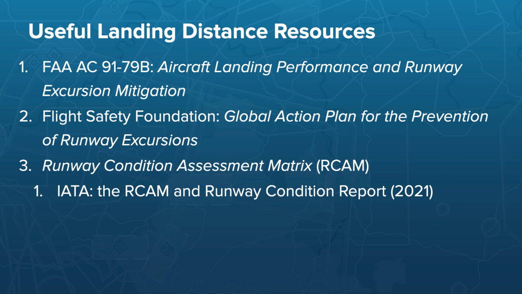So the first resource I want to talk about is the FAA's AC 91-79B, with the title of Aircraft Landing Performance and Runway Excursion Mitigation. This AC contains the latest FAA guidance and recommendations on the operational landing distance calculations, and it was updated in the summer of 2023. Chapters 2 and 3 of this AC specifically cover landing distance assessment before takeoff, also known as dispatch requirements, but also the time of arrival landing distance assessment.